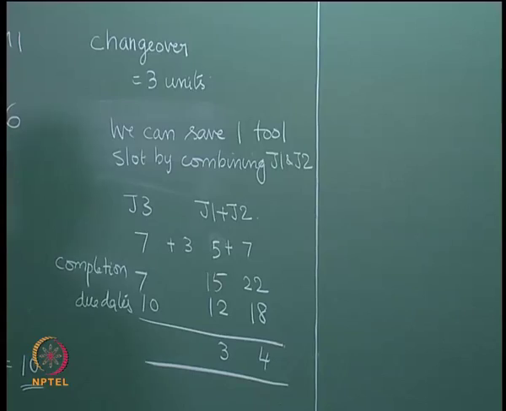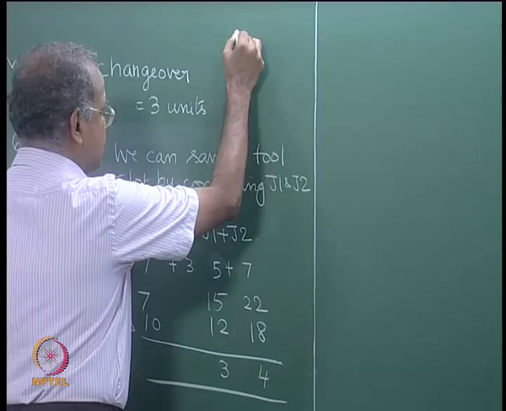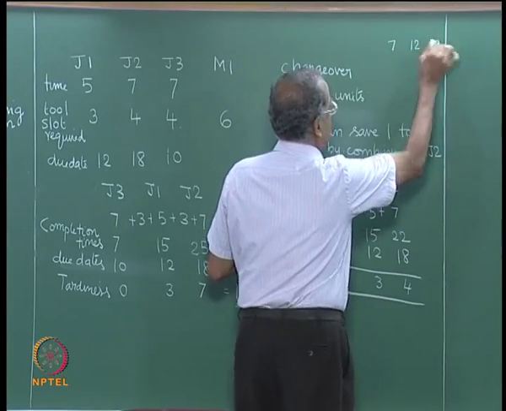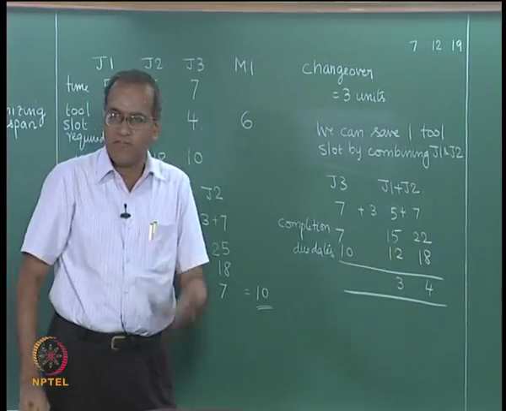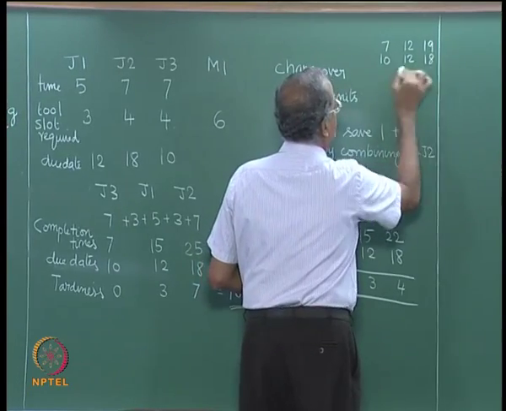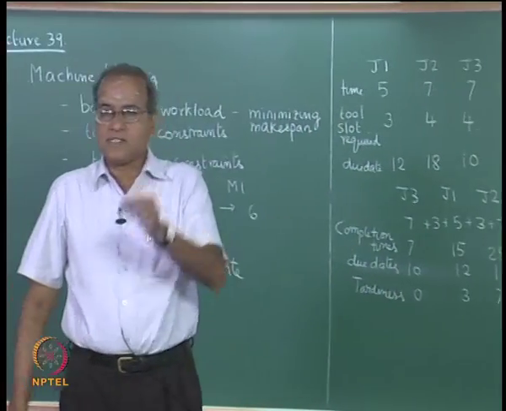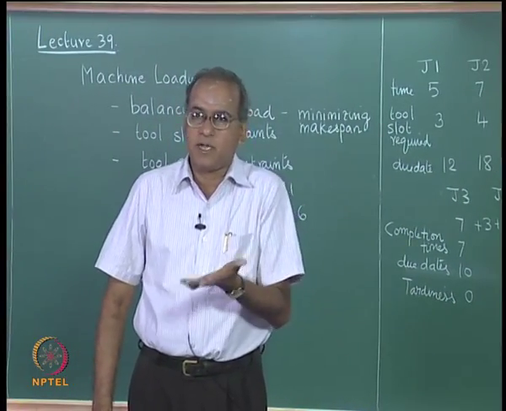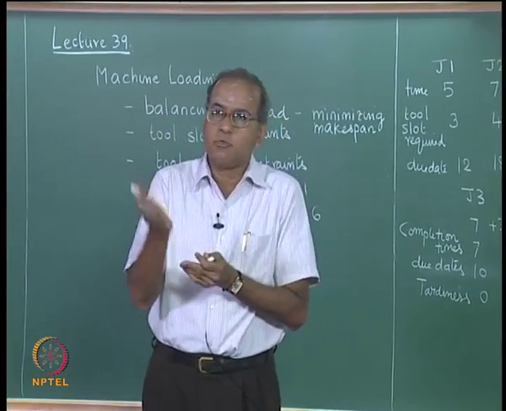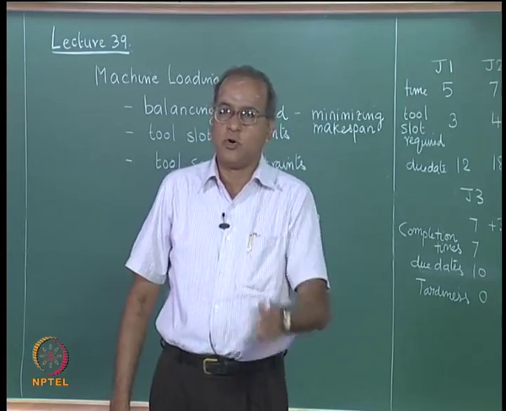If there is no changeover time, then the completion times again will become 7 plus 5 12 plus 7 19. There is no effect of this. The due dates are 10, 12 and 18. Tardiness is 1. Only when there is a changeover, the batching problem becomes significant, or the problem of assigning jobs to batches becomes significant only if there is a positive changeover time.